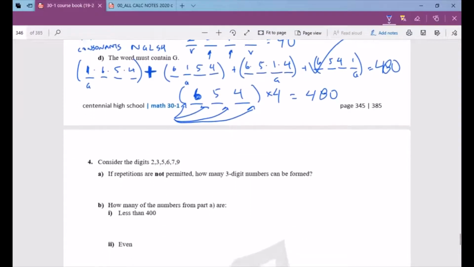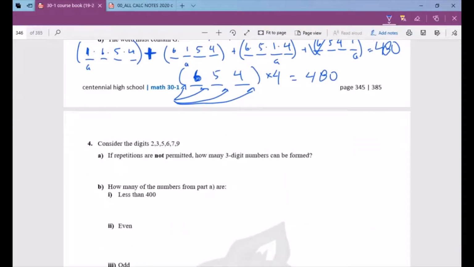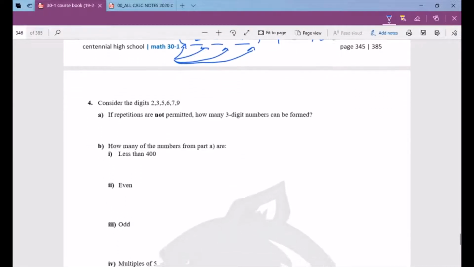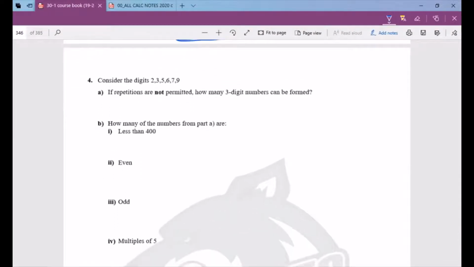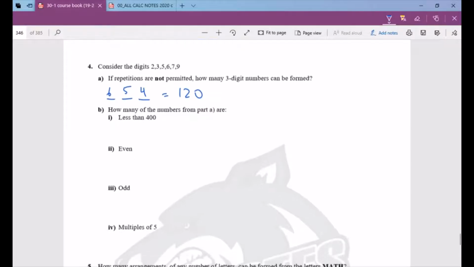Number 4, consider the digits 2, 3, 5, 6, 7, 9. If we can't repeat, how many 3-digit numbers can be formed? 3-digit number, so kind of straightforward. 6 choices, 5 choices, 4 choices, 120. You will often see a lot of these common kind of numbers appearing just because we're using some reasonable amount of choices to pick from.